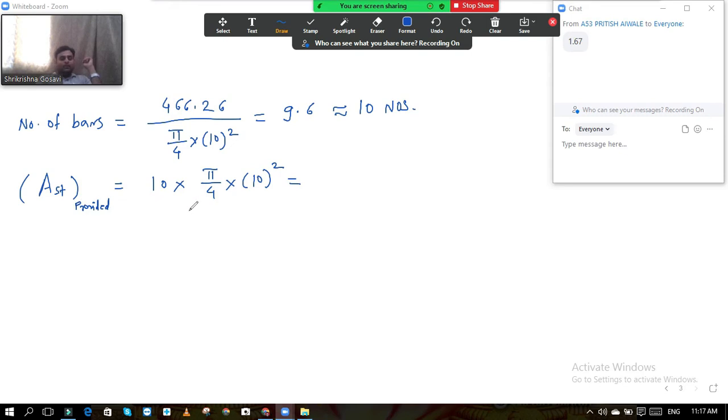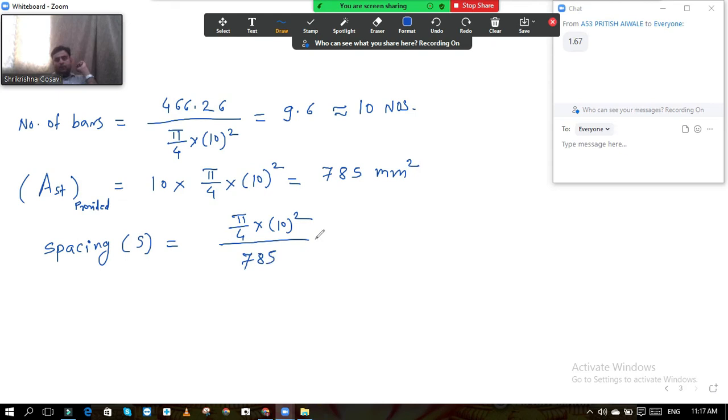AST provided. What is the answer? 785 mm square. Okay, so this is the AST provided. So now calculate the spacing. So area of single bar divided by AST provided multiplied by width. So now here width is 1000. What is the answer?